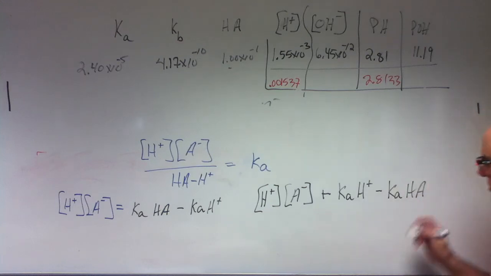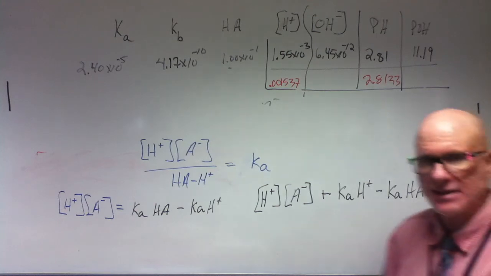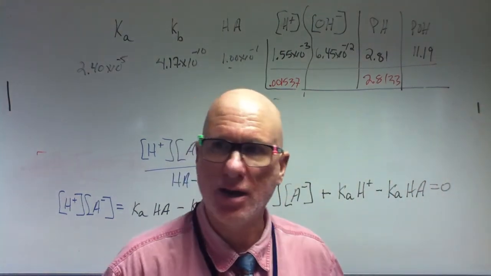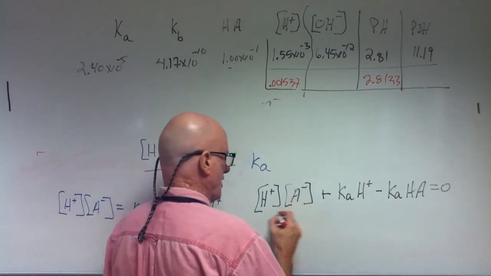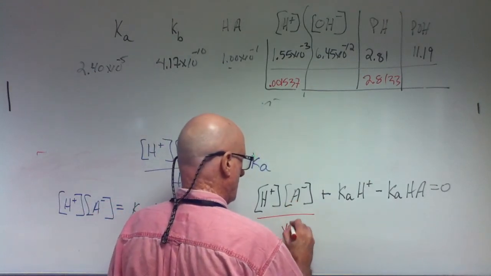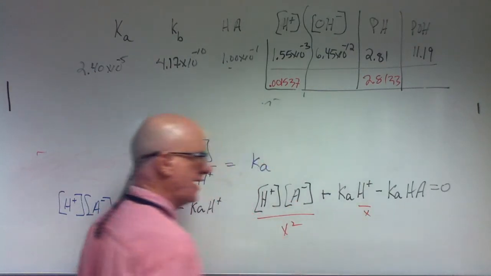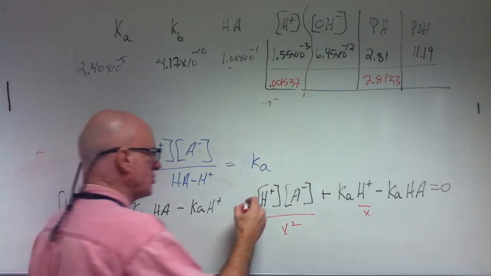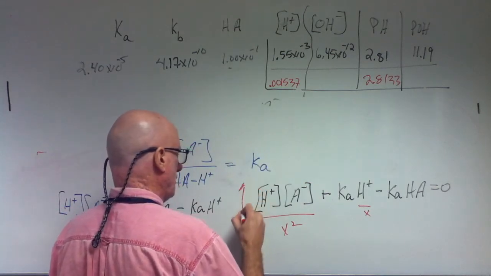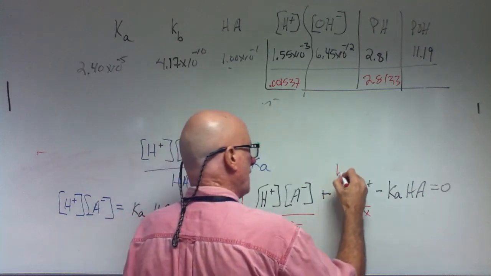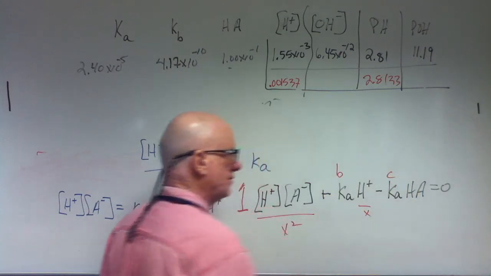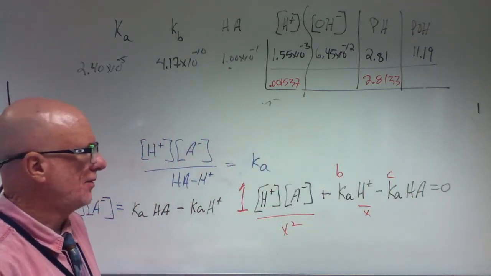Correct? Equals 0. Isn't that correct? Is that correct, yes or no? These are the x values here. That's x squared, and that's x, right? The A is 1, this is B, and this is C. Correct? The whole thing is C.